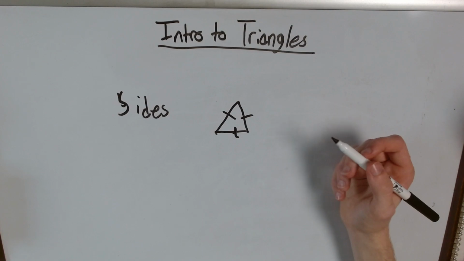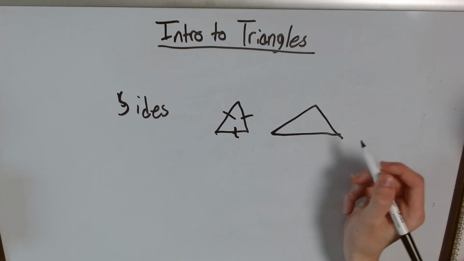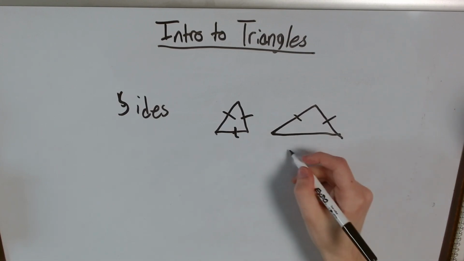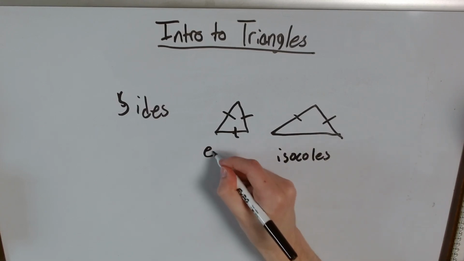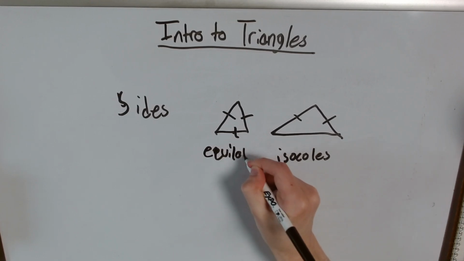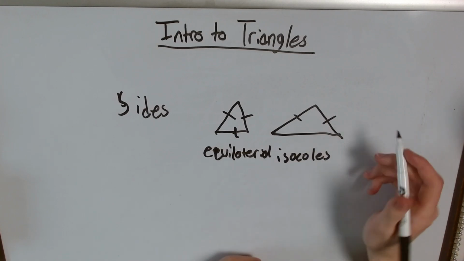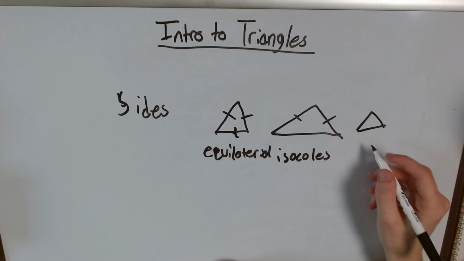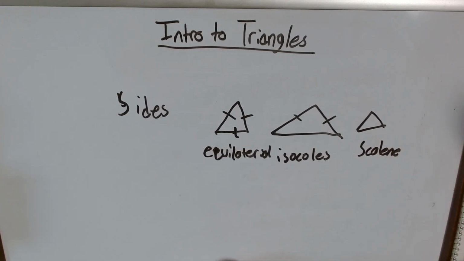We also see isosceles triangles, right? This is where two sides are equal, but the third's not. Write them down here just so you can see them written. And finally, well, what if none of them are equal? Now, obviously, this isn't perfectly to scale, but we call these scalene triangles, where none of the three sides are equal.